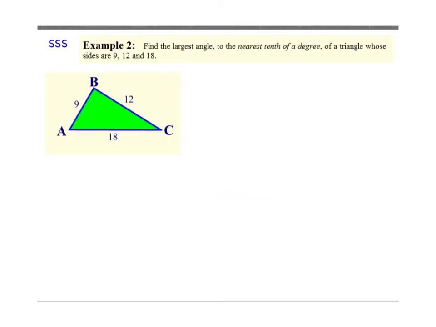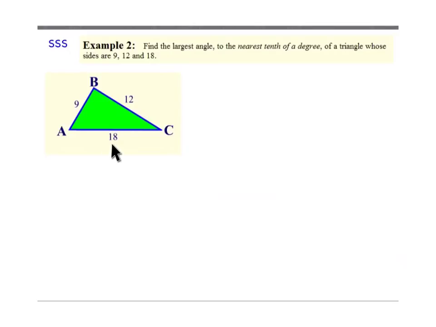So another example would be if they give us all the sides. Obviously, we need to find angles here. And I really wish this picture wasn't here, because the question says, find the largest angle to the nearest tenth of a degree of a triangle whose sides are 9, 12, and 18. Well, looking at those three sides, where is the biggest angle? What's it across from? The biggest angle is going to be across from the longest side, which is 18.